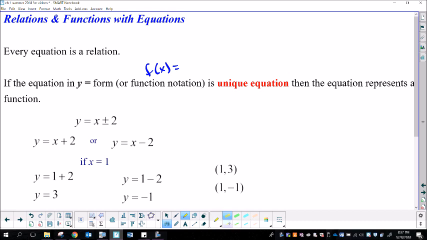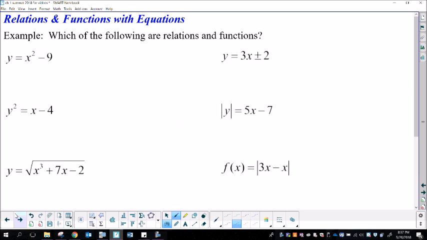Essentially, what we're looking for is this plus minus sign together. Anytime we have an equation that has the plus and minus sign in it, or if we have to put that plus and minus sign in when we solve to get y by itself, then we would not have a unique equation. So this would be not unique, and therefore would not be a function.